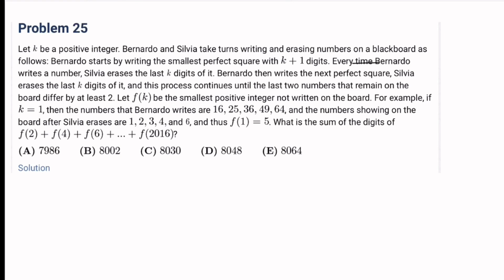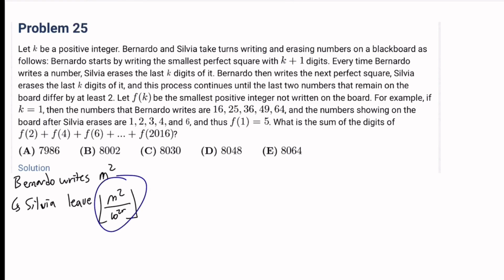Okay, so since Bernardo writes a perfect square, if Bernardo writes m squared, then Sylvia will leave the floor of m squared over 10 to the 2r power, like that. How did such a number occur? First of all, the 2r is because we want f2, f4, f6 all the way to f2016, and this is when r is from 1 to 1008.